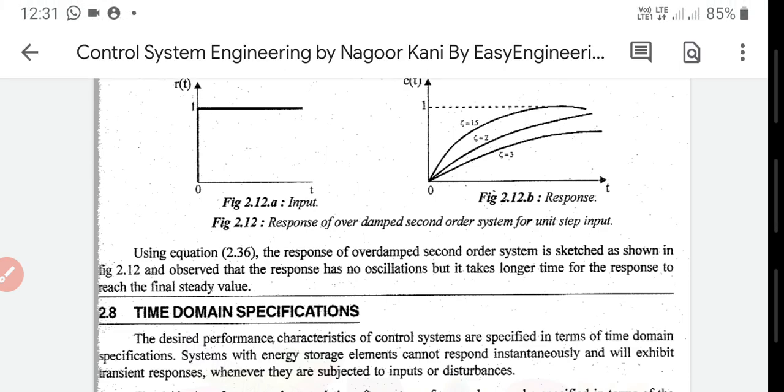All of you listen to this class, write the notes, and derive these derivations in your notes.